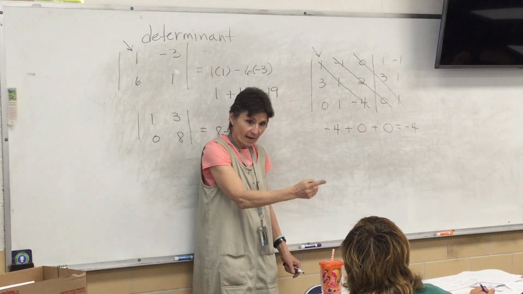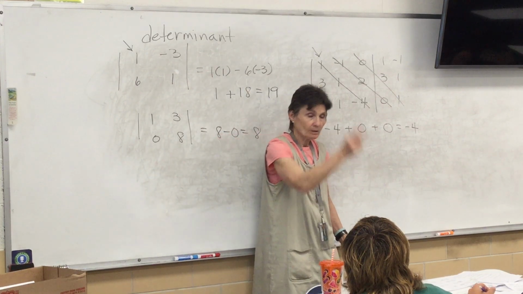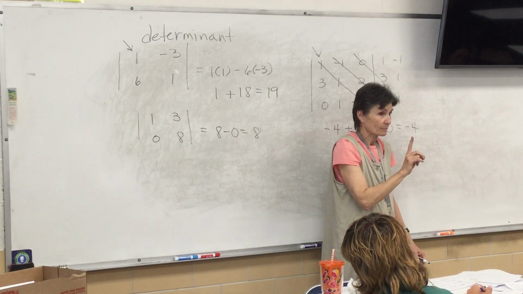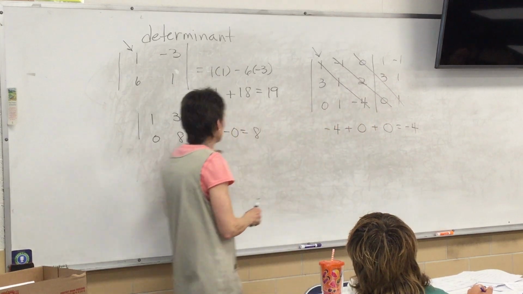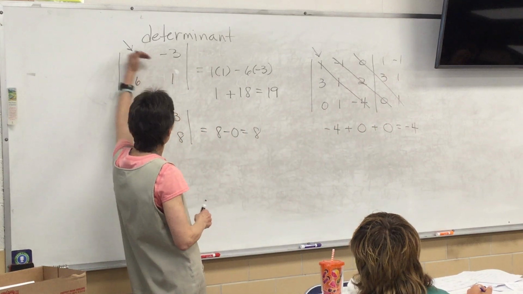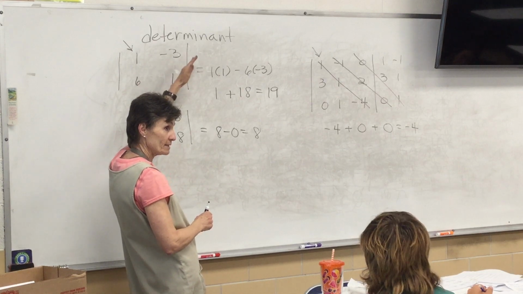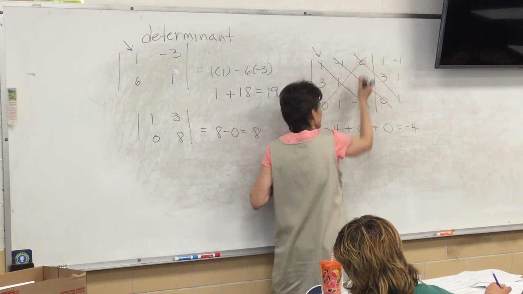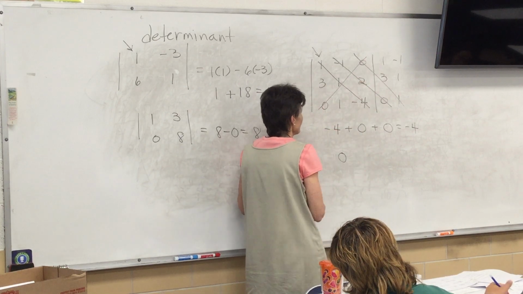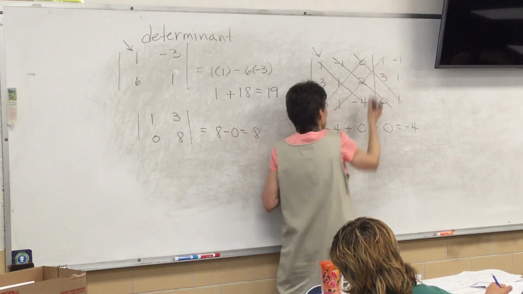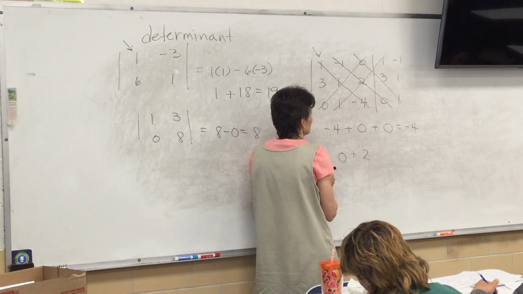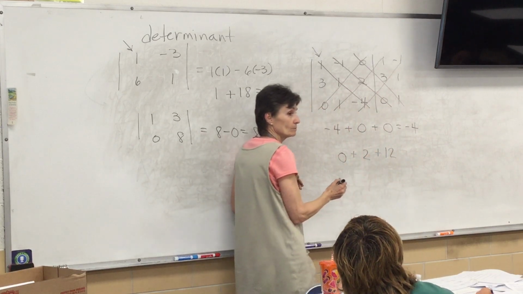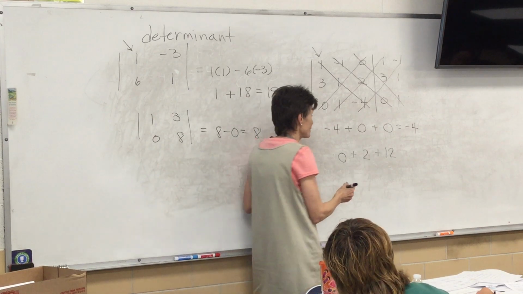So I did this diagonal, and this diagonal, and I totaled them up. Just wait. Now, you're going to go the other way. Remember how you multiplied this, and then you multiplied this? So now you're going to start down here. You're going to multiply those together, and you're going to get 0. You're going to multiply these together, and you're going to get 2. And you're going to multiply those together, and you're going to get 12. And you're going to total those up.